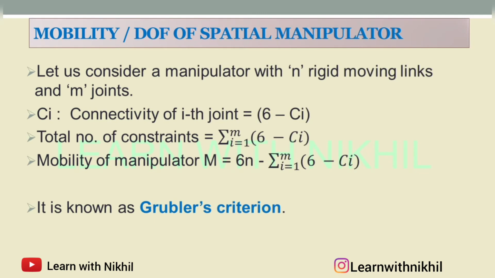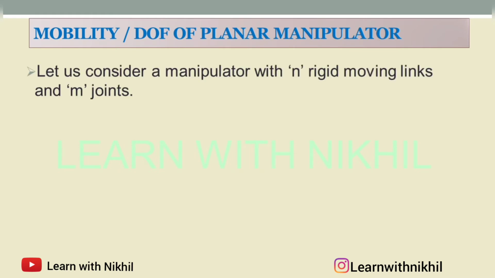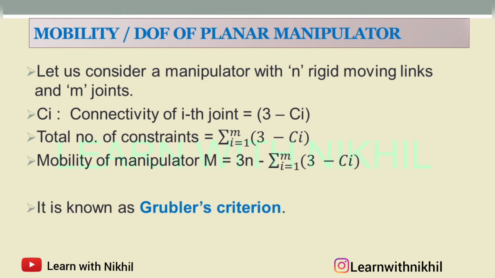Same equation. Now as we have seen the degree of freedom of a spatial manipulator, here you will calculate the mobility or DOF of the planar manipulator. With the same equation, you can see that instead of 6 you have 3, as in a planar manipulator the maximum number of degrees of freedom is 3. In a spatial manipulator the maximum is 6. So here the formula just changes to 3 minus Ci. Everywhere 6 is replaced by 3.